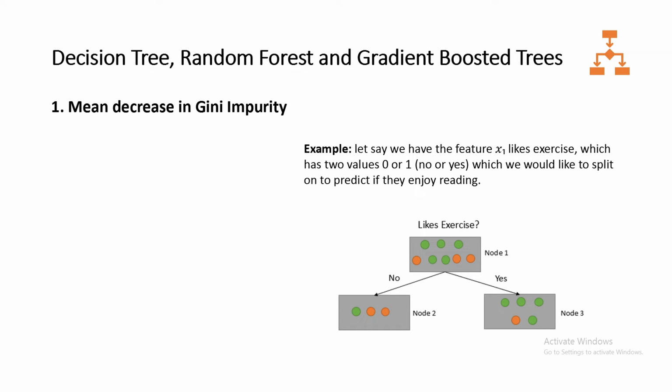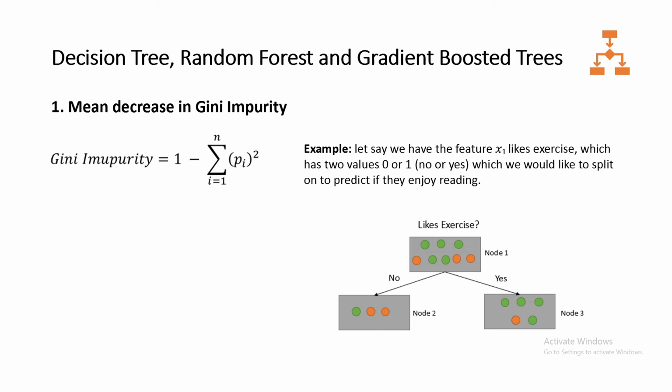Let's take a look at an example where we have the feature x1, which is whether a person likes exercise or not, which has two values, either 0 or 1, which we would like to split on to predict if they enjoy reading. One way to calculate feature importance for random forests and gradient boosted trees is through something called the mean decrease in Gini impurity.